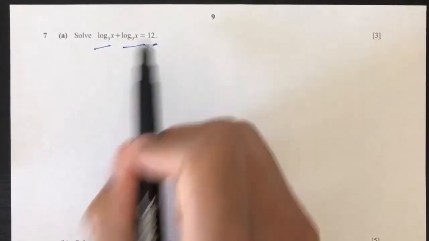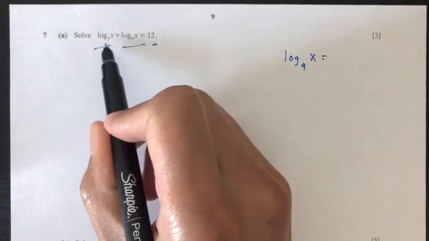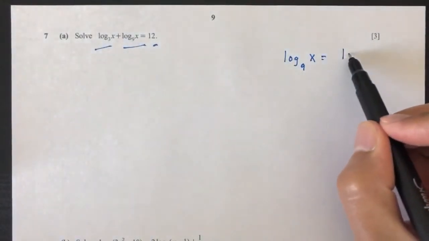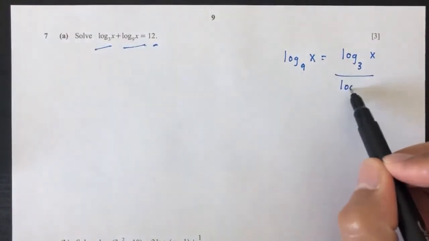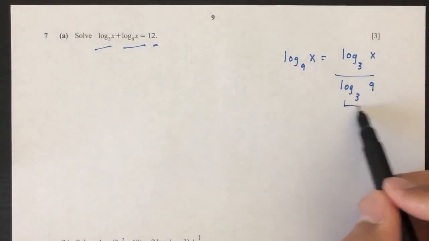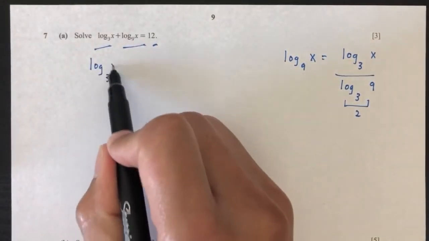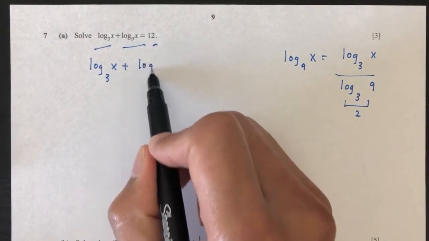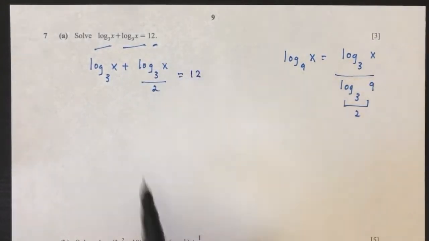Question number 7, part A. Solve this equation. So we can see that the base here is different. So how do we convert log base 9 of x to log base 3 of x? We have to separate those two. Log base 3 of 9 will be 2. So replace, we have log base 3 of x plus log base 3 of x over 2 equal to 12.